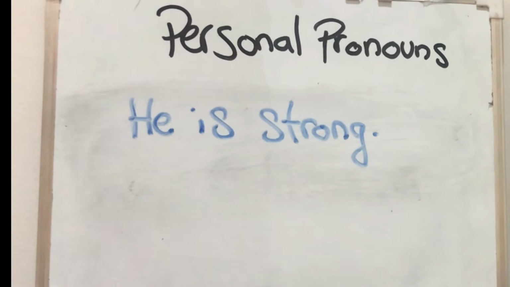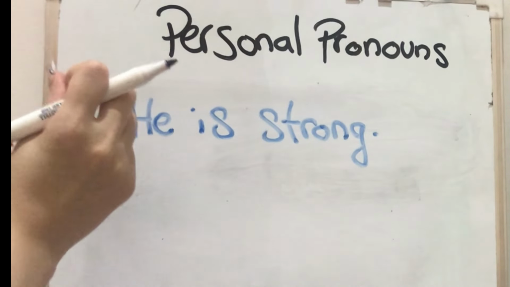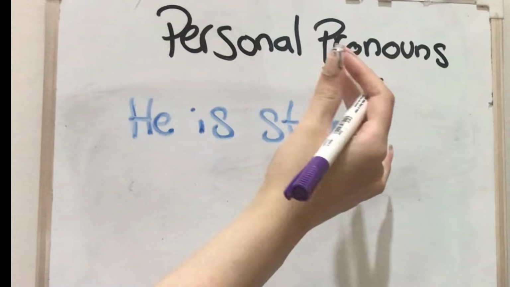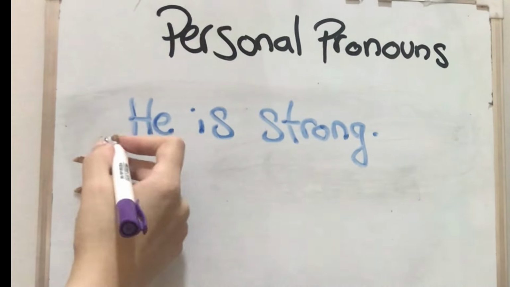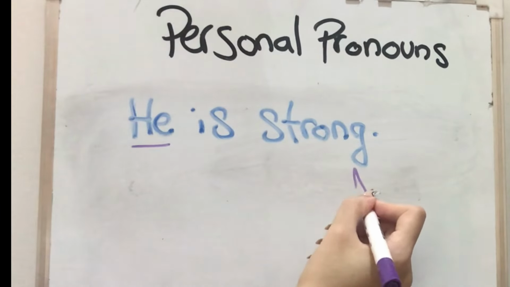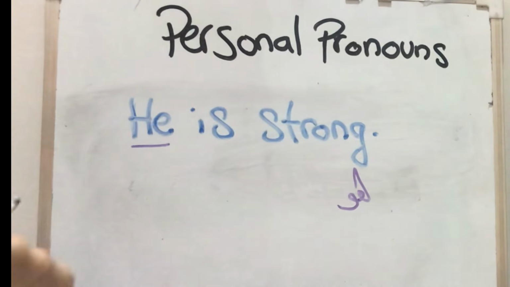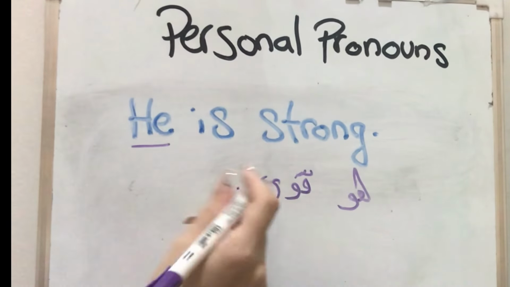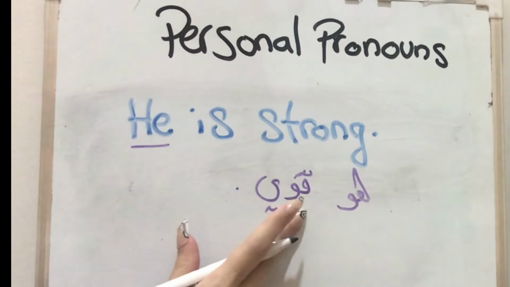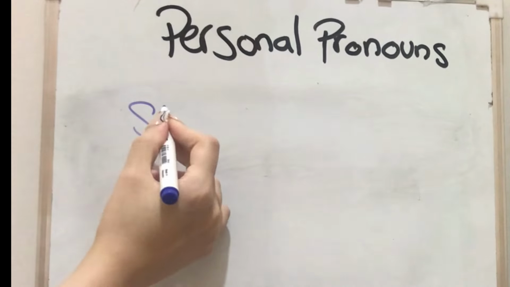He is strong. Let's say it's masculine and singular. Masculine singular is he: Huwa. Strong is Qawi. Huwa qawi. He is strong.